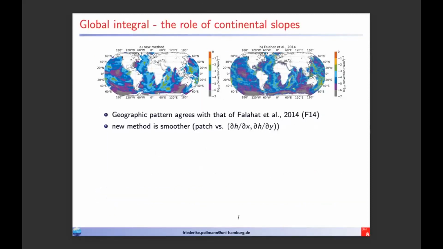Right, and then finally, a comparison to previous estimates. On the left is our new method, and on the right is the result by Said Falahat. And the geographic pattern, I would say, agrees nicely with what he got. Our map is, however, much smoother. This is because we considered really large topographic patches surrounding the point of interest to compute the generation, because it's a non-local problem, and we take a lot of surrounding topography into consideration when we do the computations, and his method relies more on the local topography gradient, so it will be less smooth.